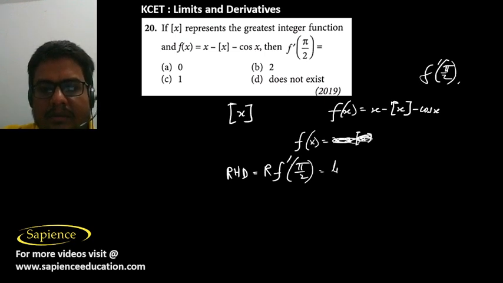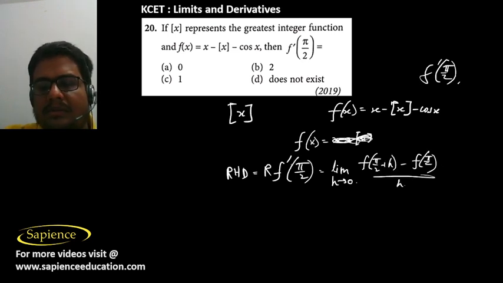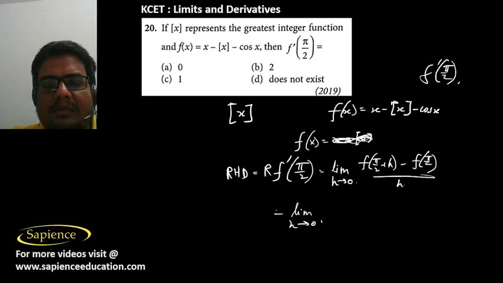that is limit h tends to 0 f of pi by 2 plus h minus f of pi by 2 minus h by h. So this will be limit h tends to 0 f of pi by 2 plus h, so only the fractional part, minus pi by 2 minus cos pi by 2. Okay, cos pi by 2 is 0. The greatest integer is the integral part of x, pi by 2 plus h, pi by 2 minus h.